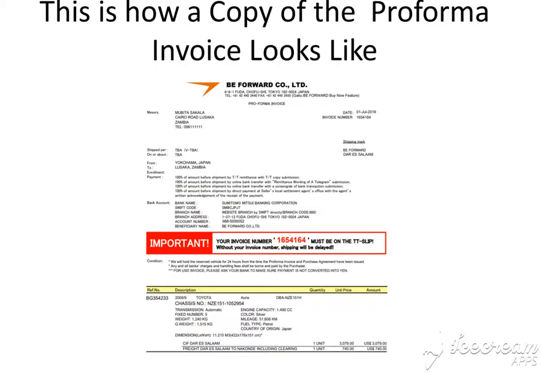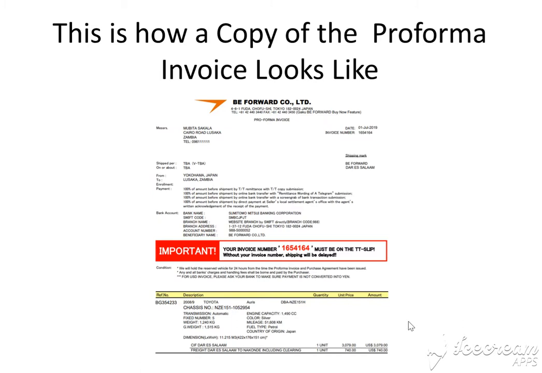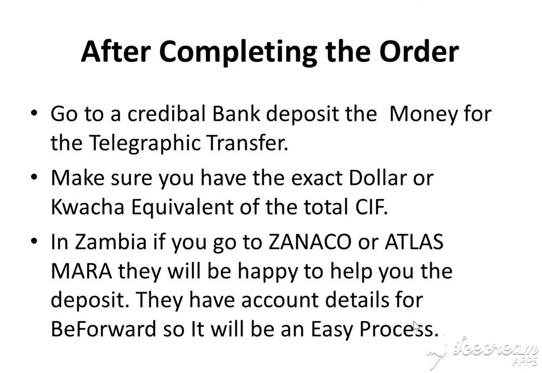This is how the pro forma invoice looks like. So it has got a number of details. When you download it, make a print of it. Take time to go through it and read through it. Don't skip. Don't be too much in a rush. Read through it and see the requirements which are needed. Once you have completed the order, go to a credible bank to deposit the money for the telegraphic transfer.